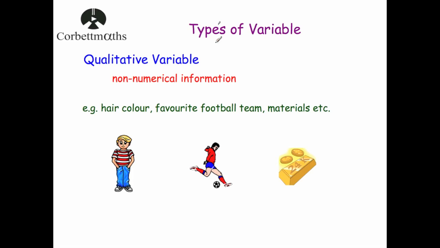In this video, we're going to look at types of variable or types of data. So first of all, we've got qualitative variables or qualitative data. They are non-numerical pieces of information, such as hair color, blonde, brown, etc. Favorite football team, materials such as gold, silver, etc. They would all be non-numerical pieces of information, so they're all qualitative variables.